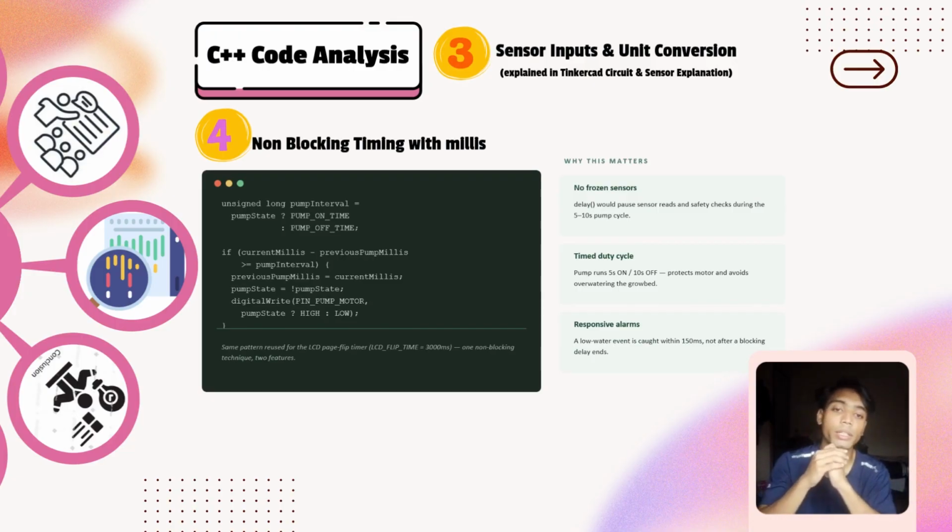So for the non-blocking timing with millis, this one is comparing the current millis to previous pump millis. Once the interval has passed, it will toggle the pump state and update the pin output. So why does it matter? Because it ensures no frozen sensor during the pump cycle. And the next one is the duty cycle, where the pump runs for 5 seconds and it will be off for 10 seconds. This is to protect the motor and avoid overwatering the grow bed.